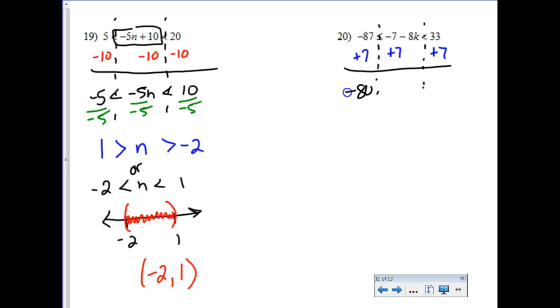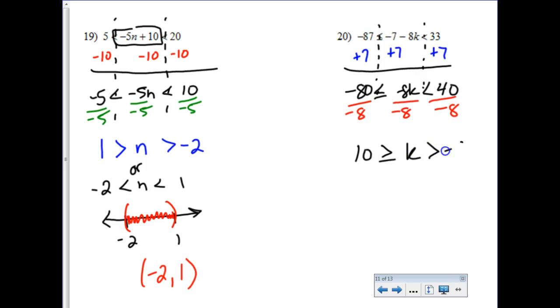So we have -80 is less than or equal to -8k, which is less than, careful, there's not a bar there, 40. And then dividing everything by -8, I do have to flip all the signs. So you end up with +10 is now greater than or equal to k, which is greater than -5. So if you don't like the fact that it's backwards, flip it around. Either one of these answers is great.